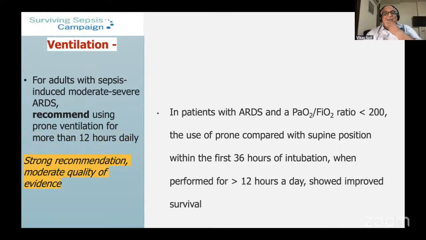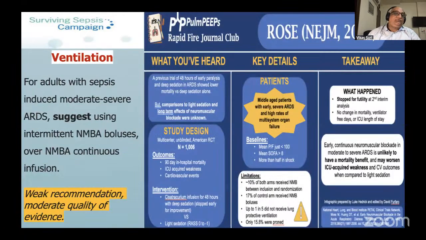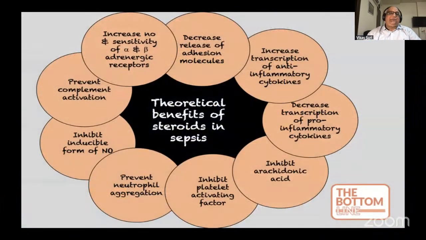And prone ventilation, again, we use a lot during COVID times. In moderate to severe ARDS, prone ventilation for more than 12 hours is strongly recommended. Use of neuromuscular blocker boluses is preferred over continuous infusion, and this data came from the ROSE trial, in which the boluses outperformed the continuous infusions.